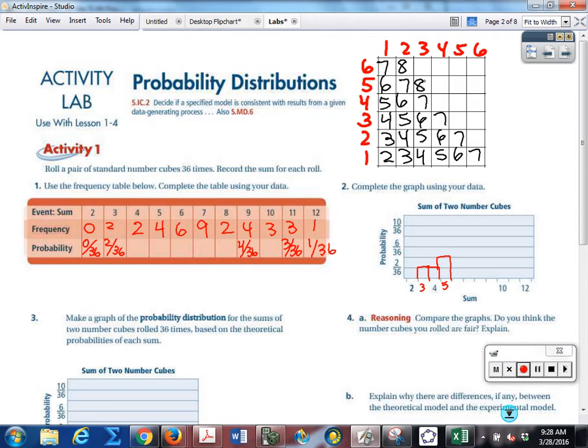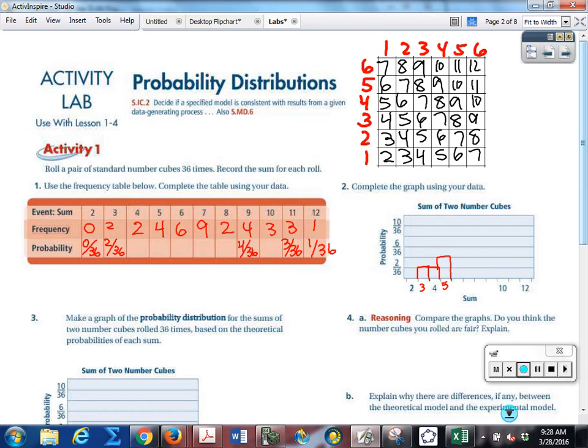Probability of what we did. And that's where they're coming from, is just when you're adding these numbers together. So there's a probability of 2 out of 36 times that I would roll a sum of 11. 1 out of 36 times, theoretically, I would roll a 12.